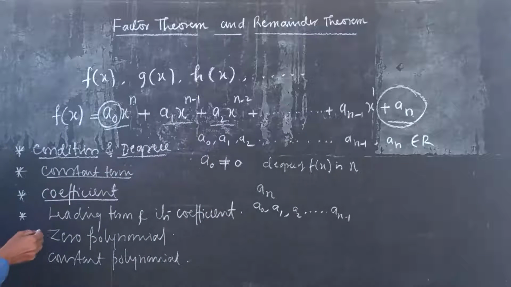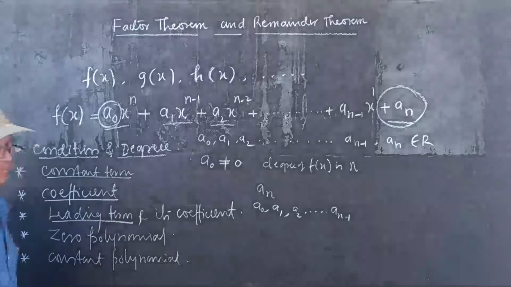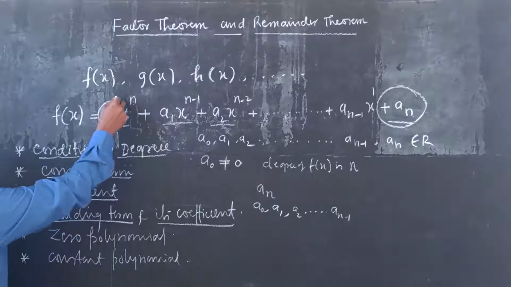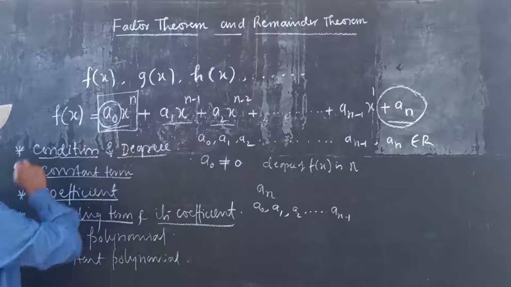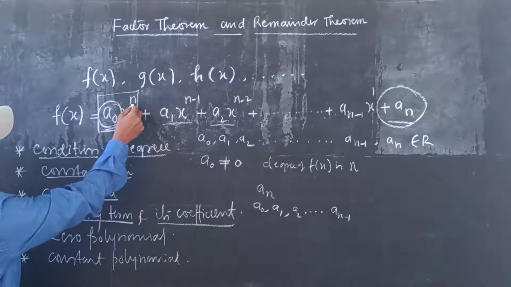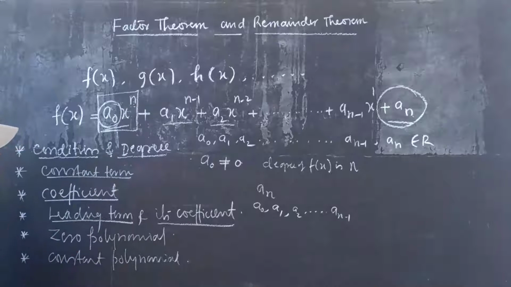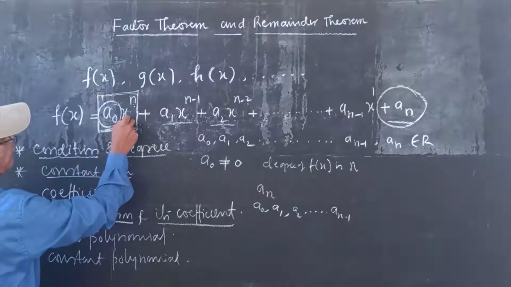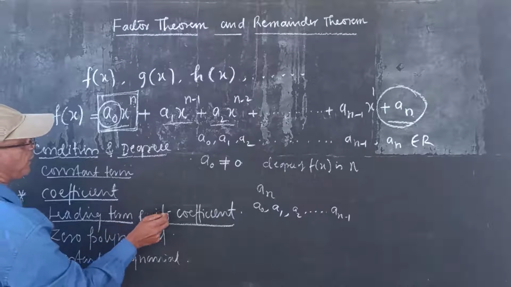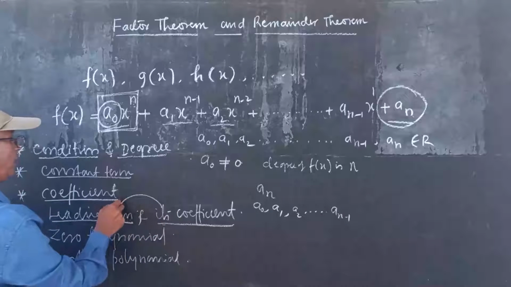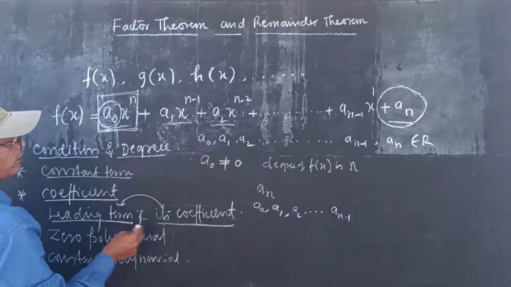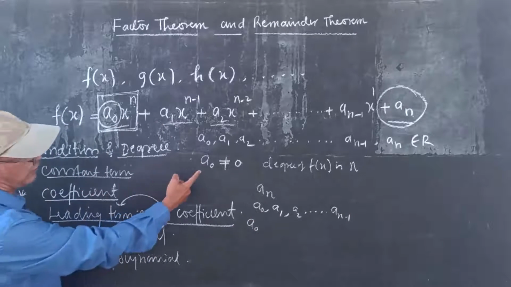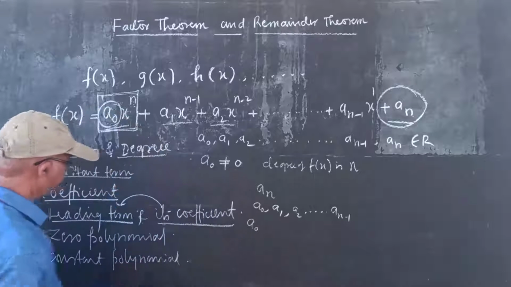Now, next one is leading term and its coefficient. Always this is called as the leading term. Means the highest power is the leading term and its coefficient. So the term is a0 x to the power of n and the coefficient means its coefficient. It means leading term coefficient is a0. So a0 is the leading term coefficient. See, we already discussed, a0 not equal to 0.